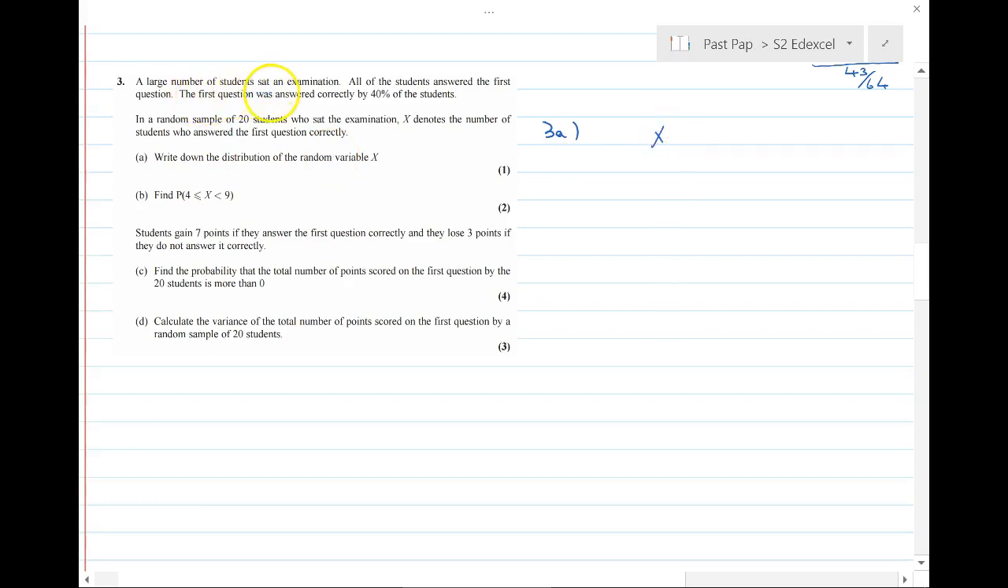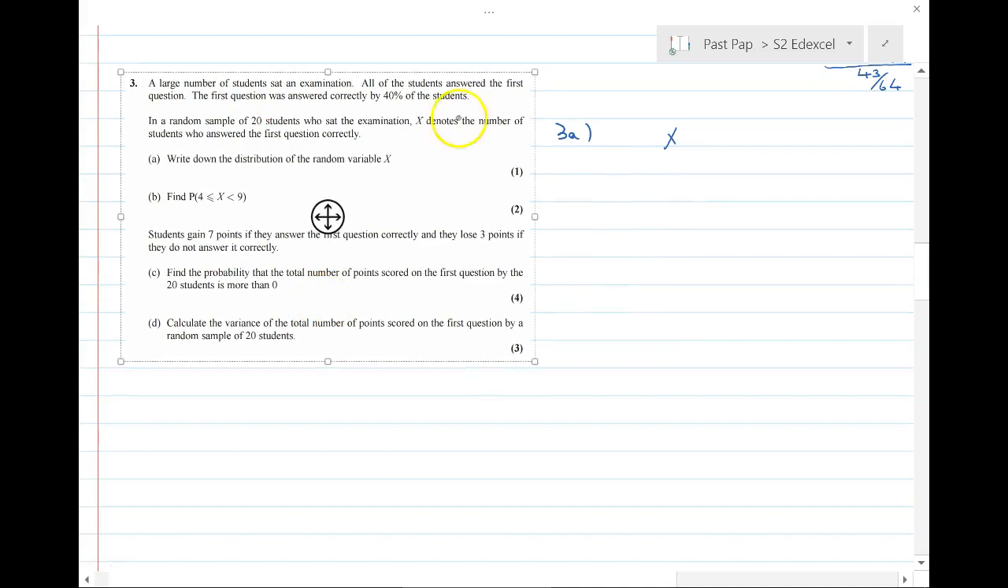A large number of students sat an exam. All the students answered the first question. The first question was answered correctly by 40%. The random sample of 20. It all points to a binomial. The fact that we've got a fixed number of 20 trials, we've got success or failure, 0.4 being the probability of success. So there we go. That's the first mark.